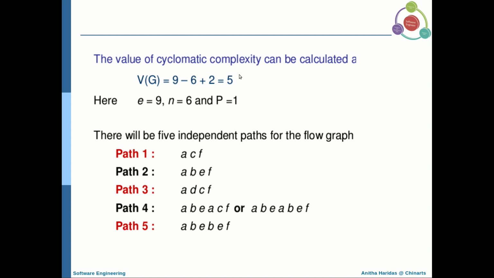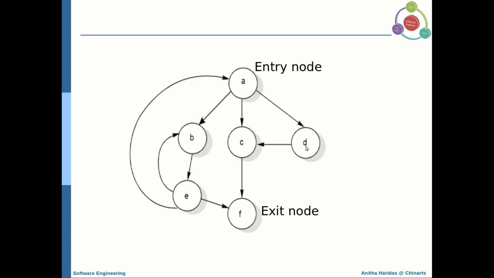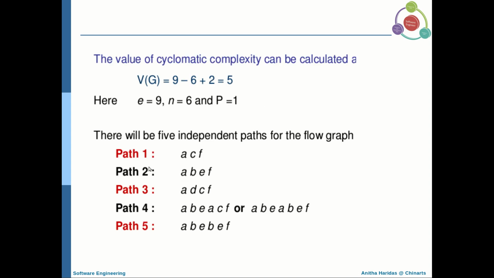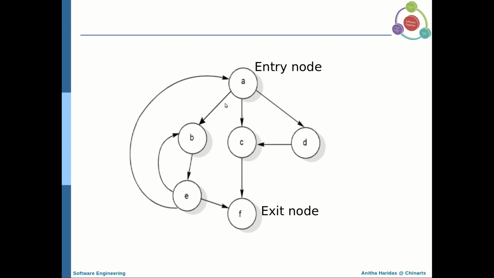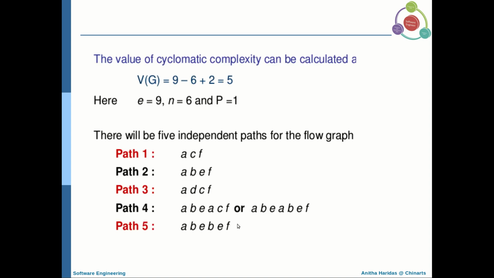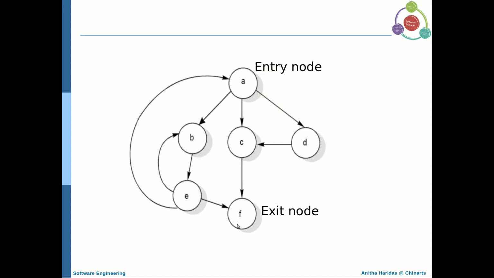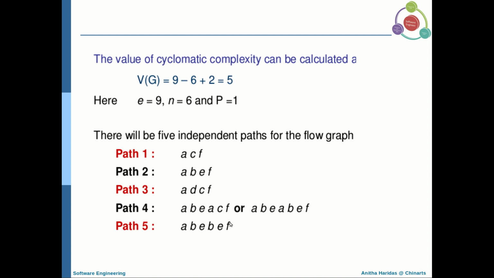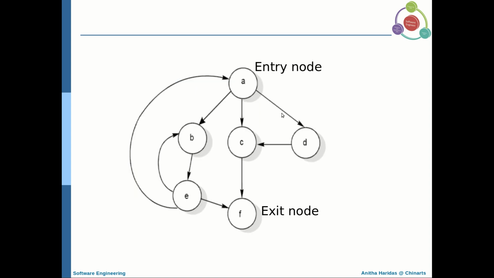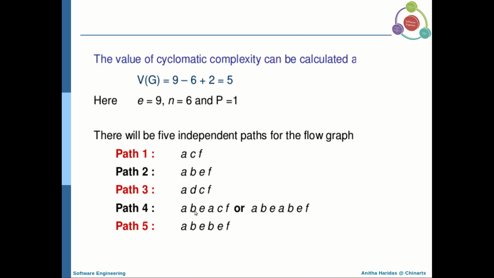This informs you that you are going to have 5 different independent paths for the given flow graph. What are the 5 different independent paths? I have ACF. ACF is one path. Then you have ABEF. Then you have ADCF. ADCF is another path. Then you have ABEACF.